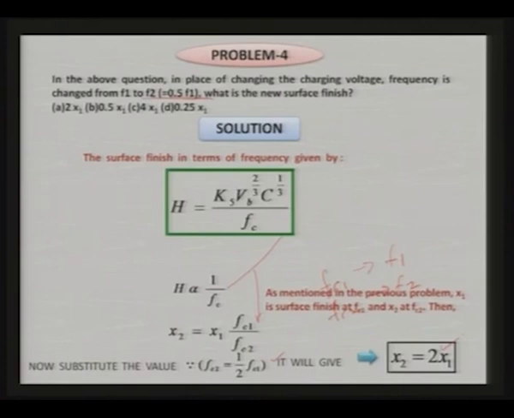That means, Ra value increases in second case, and that means deterioration of the surface finish, and it is quite obvious, as I have mentioned in the earlier lecture, that as frequency increases, surface finish becomes better. Here frequency is decreasing, so surface finish becomes poorer.